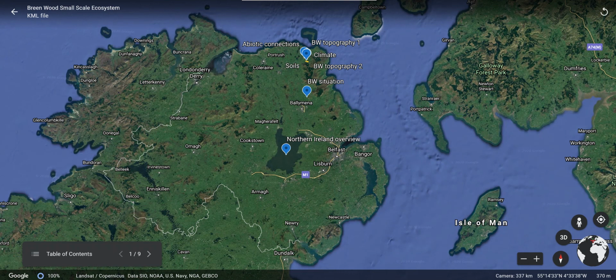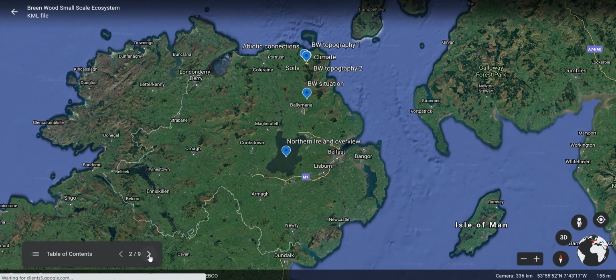Now it's time to take a look at the first of our small-scale ecosystem case studies, and that is a case study of Breen Wood, which is a forest in County Antrim. What we're going to do in this video is take a quick look at some of the abiotic components of that ecosystem. So let's first of all get our location sorted for where Breen Wood is.